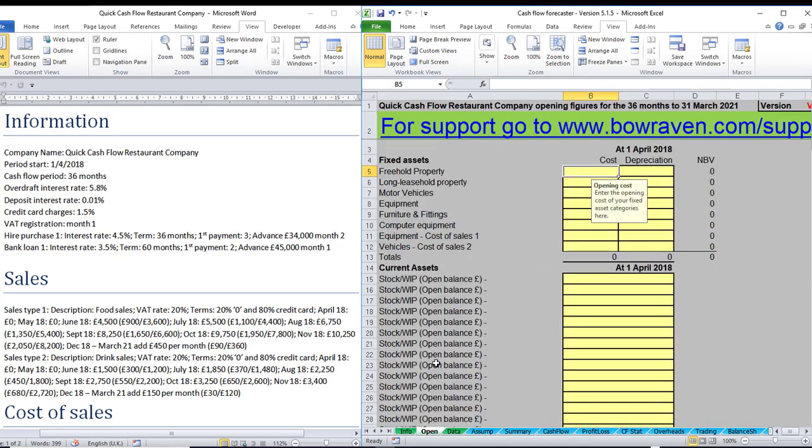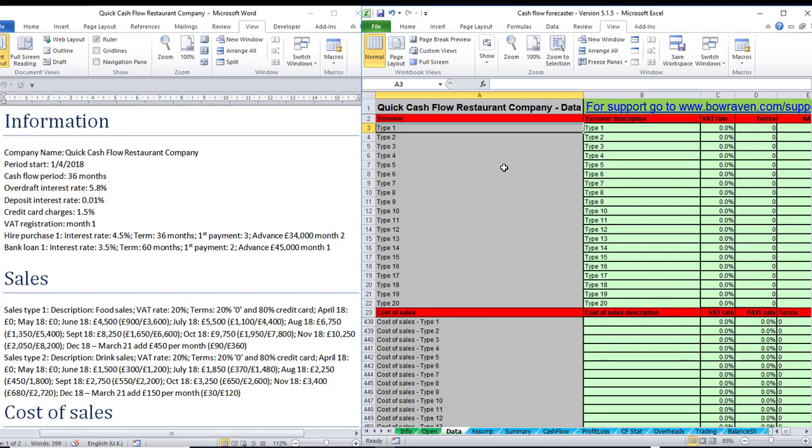So now I'm going to jump across to the data tab, but before I do that, this is a brand new business, but if your business had opening balances, because it's an existing business, you would put those in here, and note the slightly different cell entry of yellow so you know you're entering opening balances. But in this case we don't have opening balances because it's a startup company, a startup restaurant in this case. Let's go straight to our data.